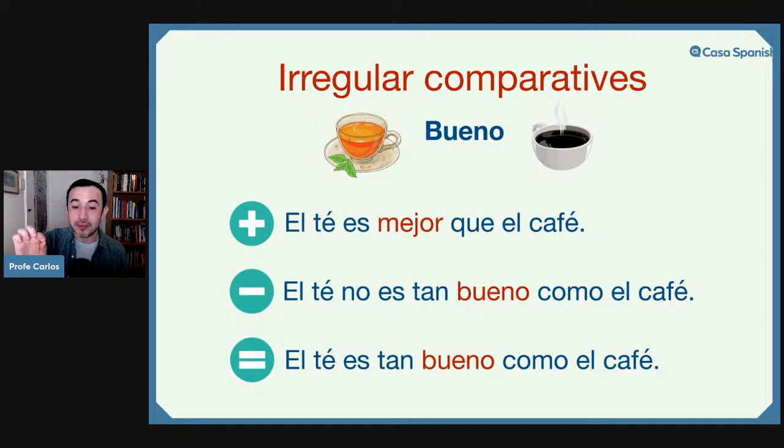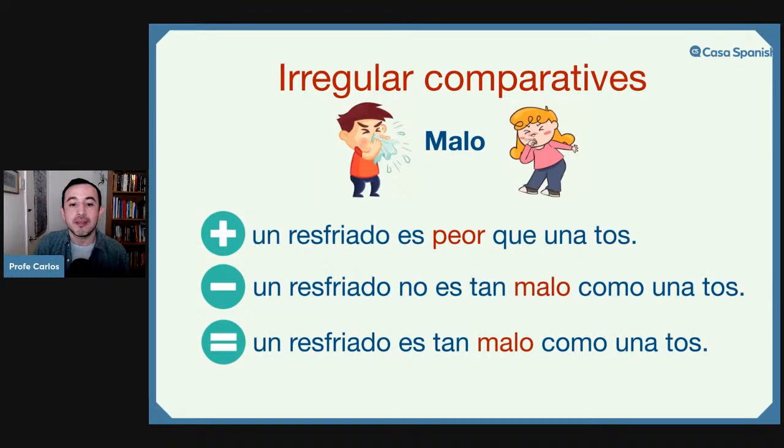So bueno would be the same adjective for inferiority and equality. But for superiority, we're going to say mejor, such as the better in English. Right. So that is the irregular comparative for bueno. And the second irregular is for malo, the opposite. So in this case, we're going to say un resfriado es peor que una tos. A cold is worse than a cough.